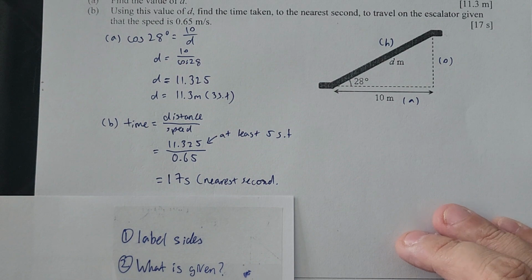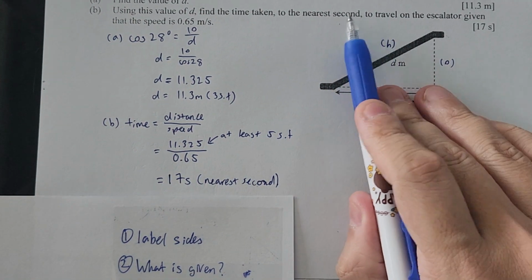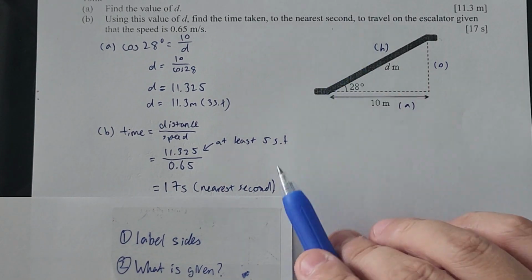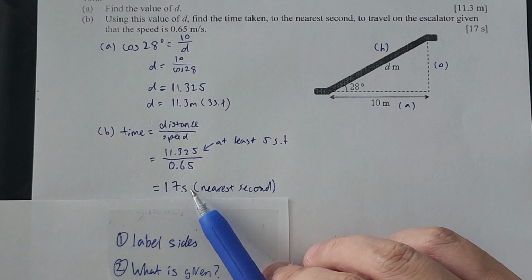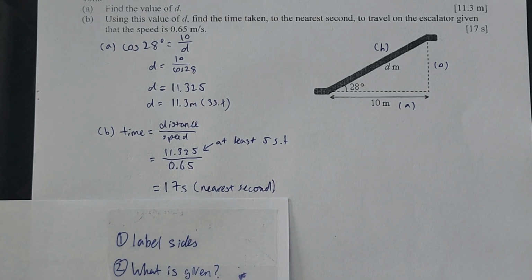Press the calculator and round off to the nearest second, as indicated by the question. Nearest second, that's what the question wants. The unit for second is just an S, not SEC, just S is enough.